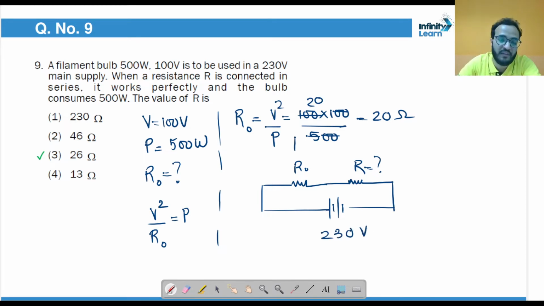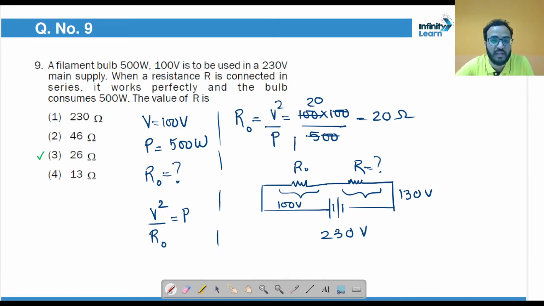Now listen to me very carefully. If it is 230 volts, but this bulb is working perfectly, that means the drop here is 100 volts only. So what is the drop here? Automatically 130 volts. Okay, clear? So what they want is this. Okay. So we know that the drop here is 130.